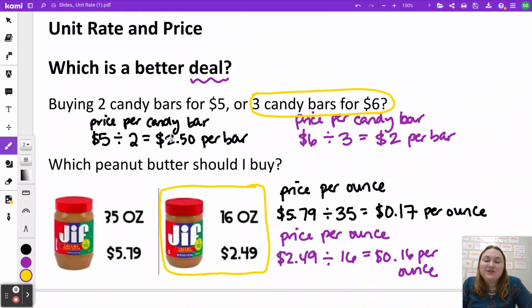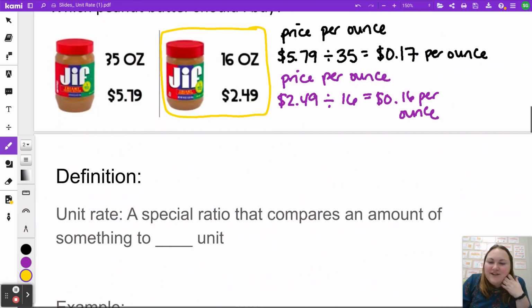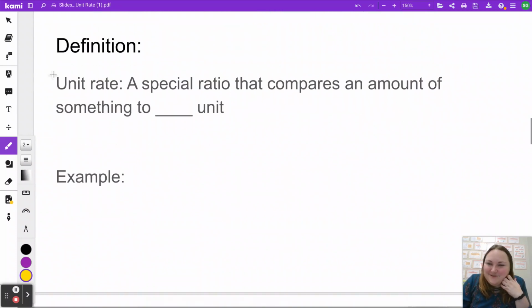Looking at these two problems we just did, there's ratios everywhere. We've got 2 candy bars for $5, 16 ounces of peanut butter for $2.49. These are all ratios. But in order to compare these ratios, I had to do some math first, and that math was finding something called unit rates. Our definition of unit rate is right here.